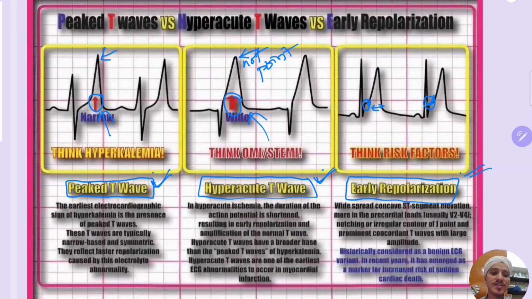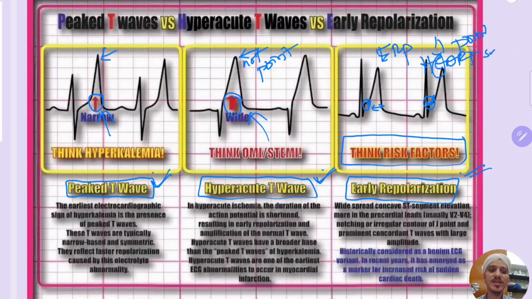Okay, early repolarization pattern. Previously they thought that it is only benign, but now they are thinking of it as a risk factor. We have learned in the topic of cardiac chest pain, if you remember the HEART score, in the ECG, the early repolarization pattern is given 1 point, one risk factor. So when there is an early repolarization pattern, think of risk factor.